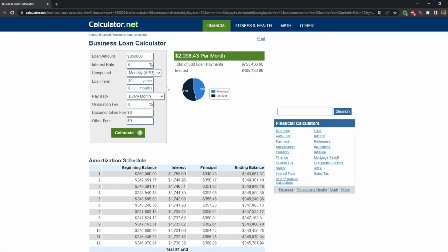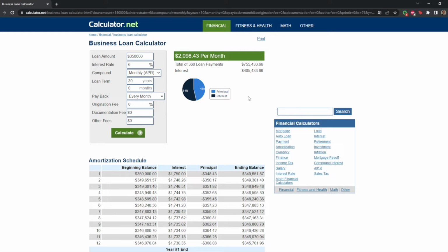So here we see that the monthly payment will be $2,098.43. You also see down here that 54% of your total amount paid is going to be going to interest. Only 46% is on principal. Now, a couple reasons for that are that the interest rate is at 6%, which is pretty high for current conditions, not in terms of all-time conditions for the mortgage market.